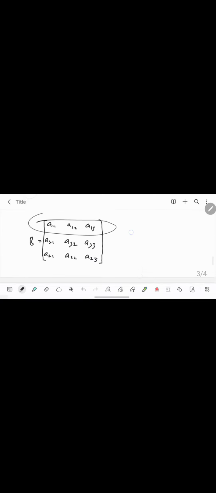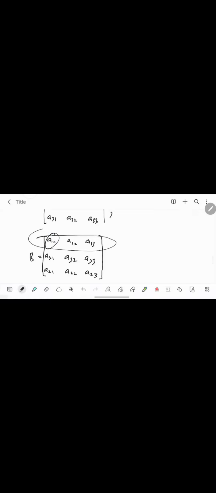minus 1 to the power 1 plus 1 a11, a32, a33, a22, a23. Because I will ignore the first column and the first row, I will have A32, A33, A22, A23. Again, minus 1 to the power 1 plus 2, A12. Again, I have A31, A21, A33, A23.